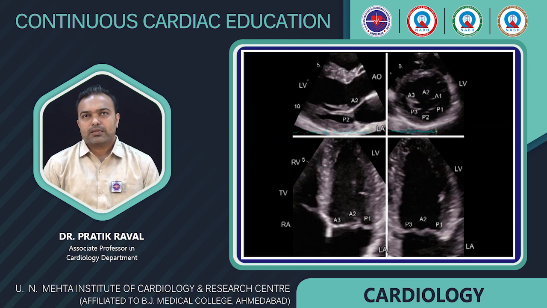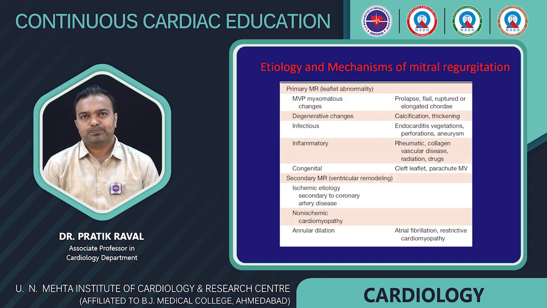In the parasternal short axis view, we can identify all the 6 scallops of the mitral valve, and in the apical 4 chamber view, A2 and A3 segments of the AMVL and P1 segment of the PMVL are seen. In the bicommissural view, that is the apical 2 chamber view, we can identify P1 and P3 segments of PMVL and A2 segment of AMVL, and both the commissures, anterolateral as well as posteromedial, are visualized in this view.